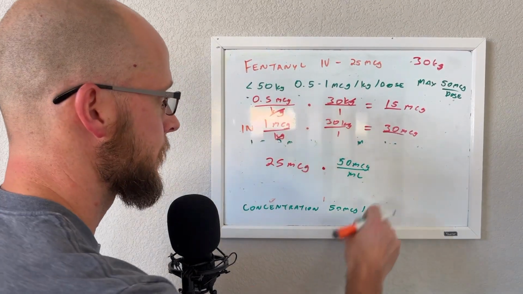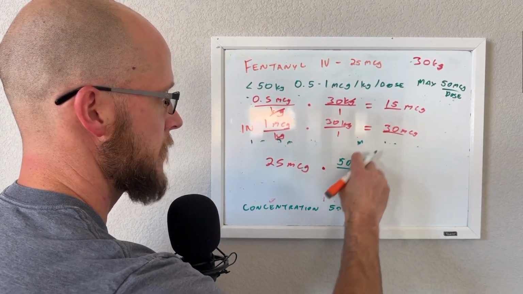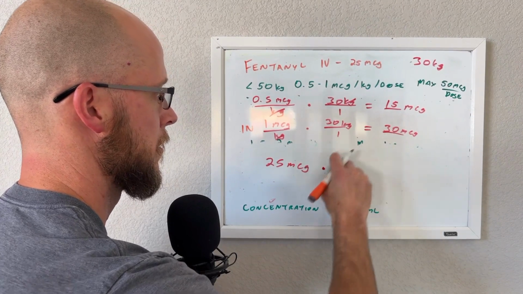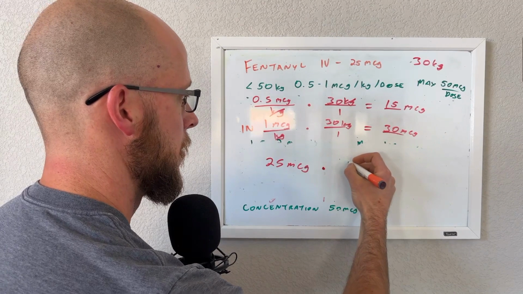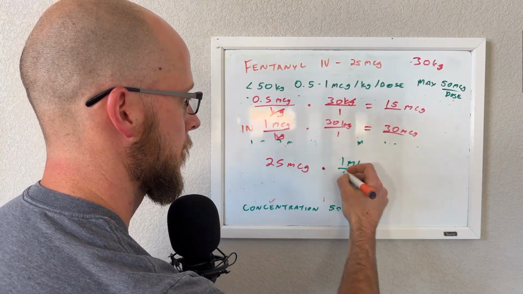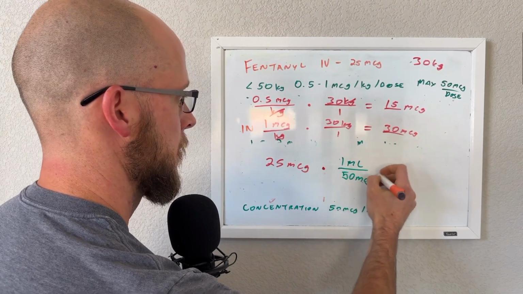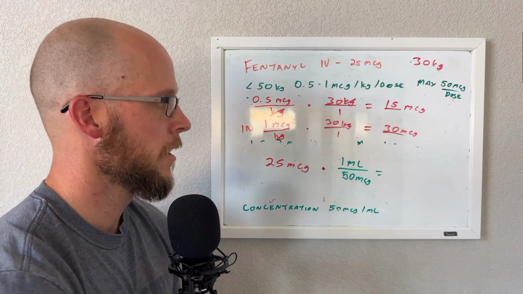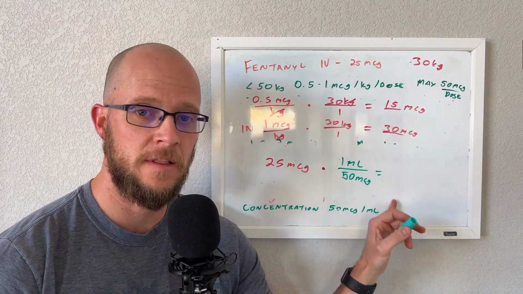So then what we need to do is flip one of our fractions. Okay, so we're going to go mLs on top, that's 1 ml, over 50 micrograms. Because what do you want at the very end? You want milliliters left at the very end.